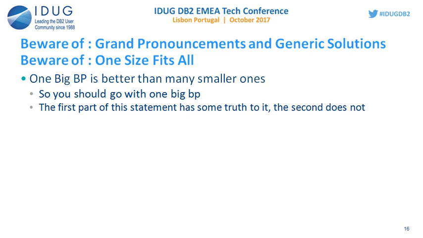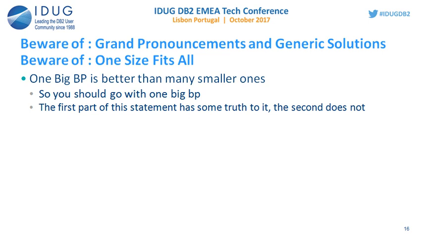Okay, now we're going to look at a few general things, a general guideline. Beware of grand pronouncements and generic solutions. A lot of experts, and a lot of IBM experts, tend to do that. They'll say things like, one big buffer pool is better than many smaller ones, so you should go with one big buffer pool. The first part of that has some truth to it. One big one is better than a lot of little ones.